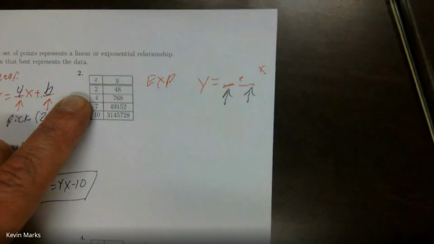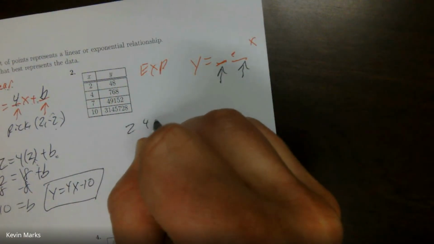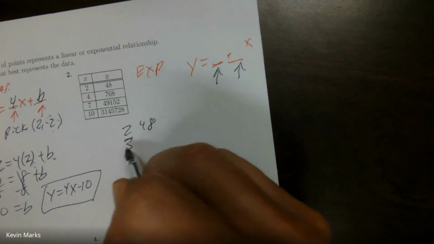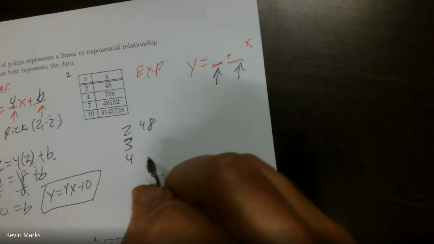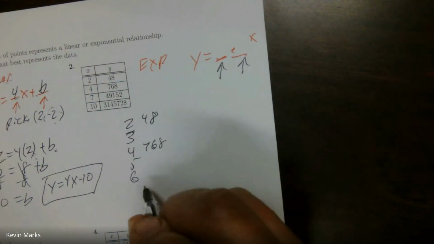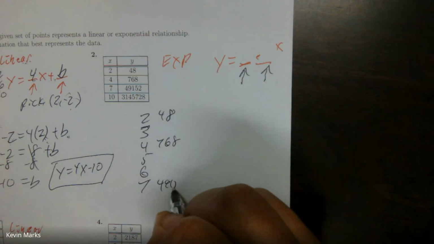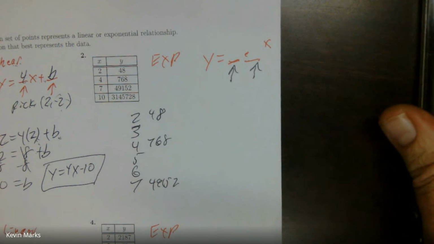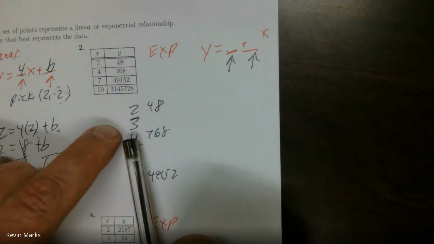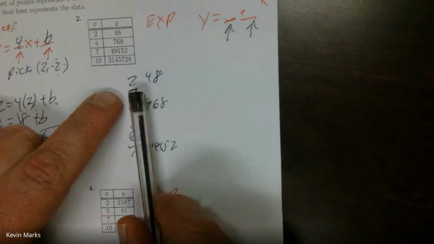So especially with the exponentials, what I would highly recommend is fill in the gaps. What I mean by that is 48 was given. When x is 3, they didn't tell me what it was. When x was 4, they told me it was 768. 5, they didn't tell me. 6, they didn't tell me. But when I get to 7, I should eventually get to that 49152. See, I'm just filling in the gaps, right? They told me 2, they told me 4, they told me 7. Yeah, they told me 10, but that would be down here. We'll get to that. But fill in the gaps.